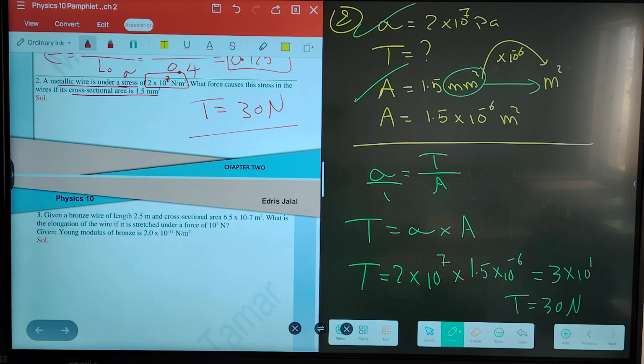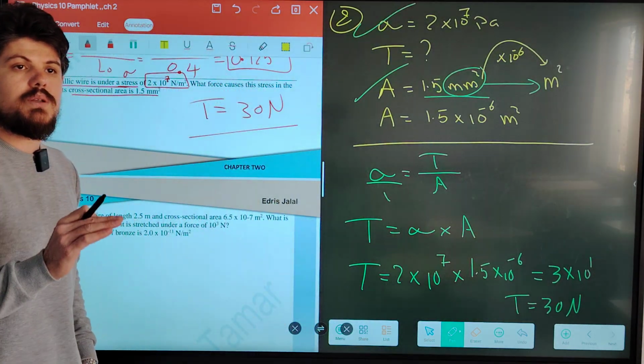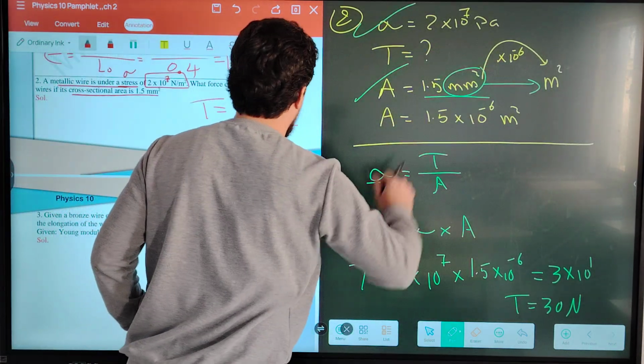We determine the amount of tension by giving the stress and the area. Only we had the problem with the area because the area was given in millimeters square. You have to convert to meters square.